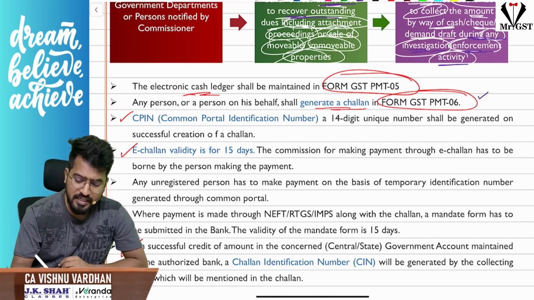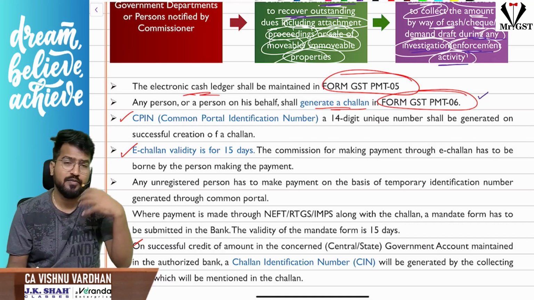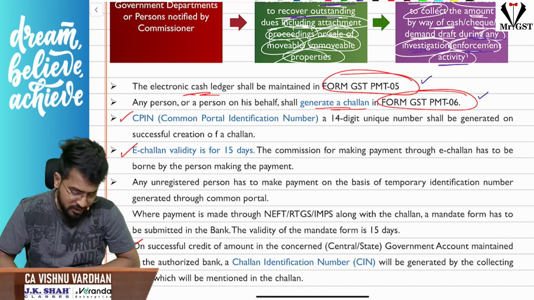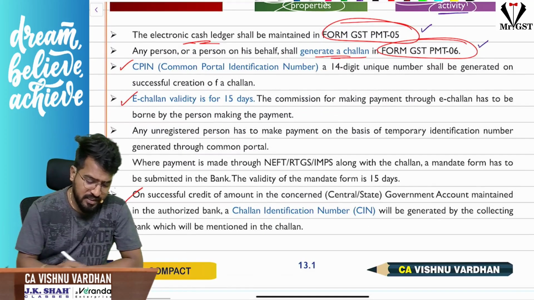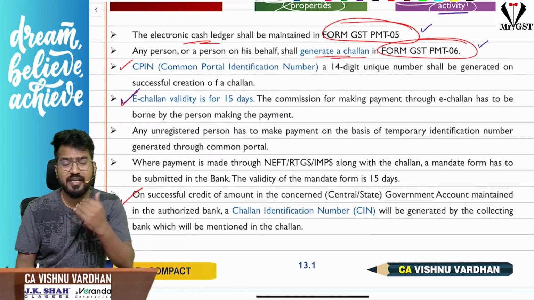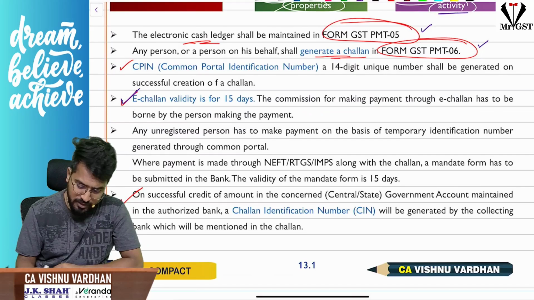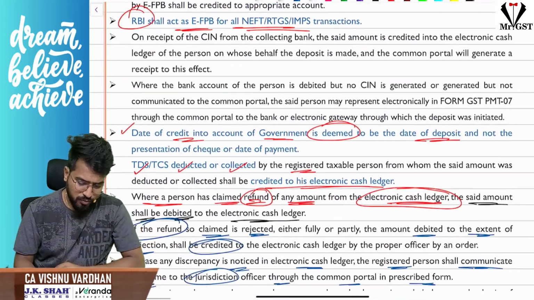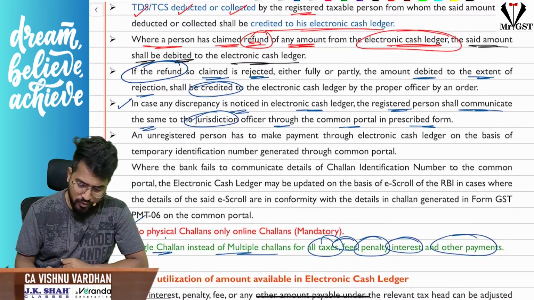Now, whatever amount of payment you have made will reflect in the e-cash ledger, and the e-cash ledger is maintained in form GST PMT 05. The challan you generate will be valid for 15 days for making the payment. So within 15 days, you can make the payment. Next, there are various other small points, all that you can just ignore or just go through once.